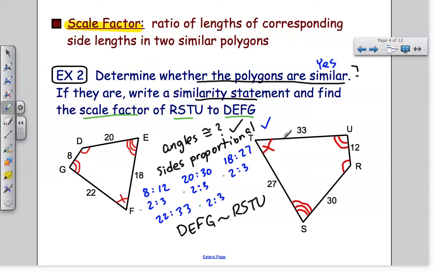RSTU is the larger shape to the smaller. So instead of 2 to 3, I'm going to write 3 to 2 for my scale factor. Just make sure you write in the order they ask you to there. So again, checking my 2 requirements for similarity.